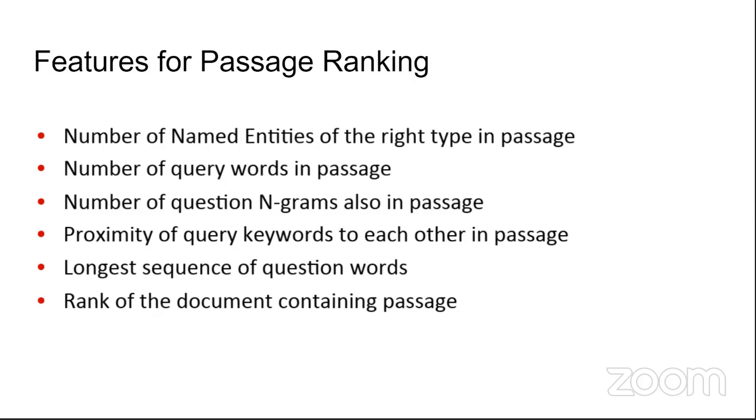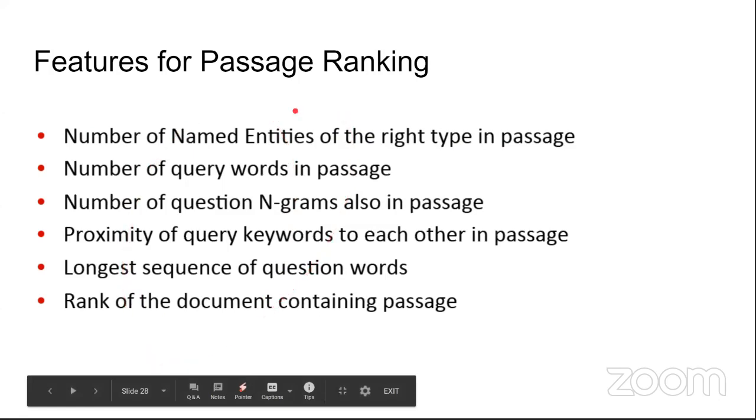Then the number of query words which are present in the passage. So if your number of query words were 5, are only 4 of those present in the passage, or all 5 of those present in the passage? All these features can be given some sort of weightage.